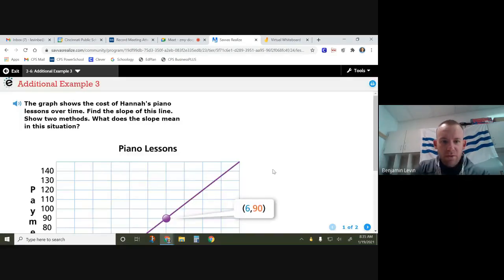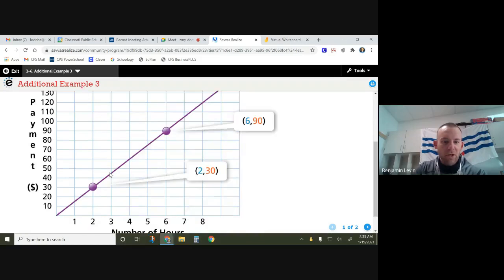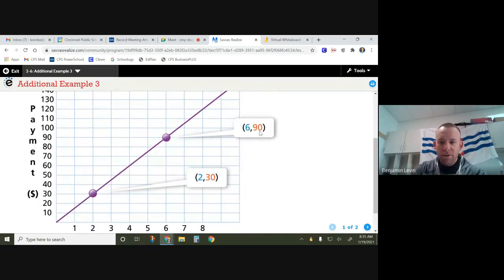Did we do this one? Yeah, we did this one too, right? We did the piano lessons. So we're looking at the dollars per hour of piano lessons. We have a point that's $230 and a point that's $690. So we went from 30 to 90. I'm not going to do this one because we've already done it. We went from 30 to 90, so that's $60, right? 60 spaces up: 10, 20, 30, 40, 50, 60. So our rise is 60.